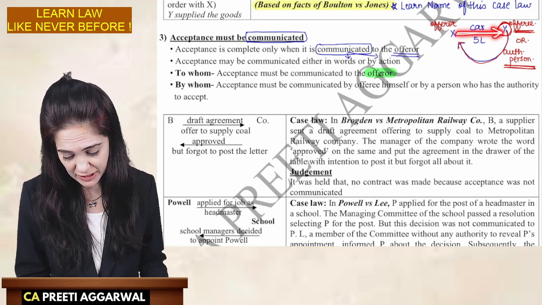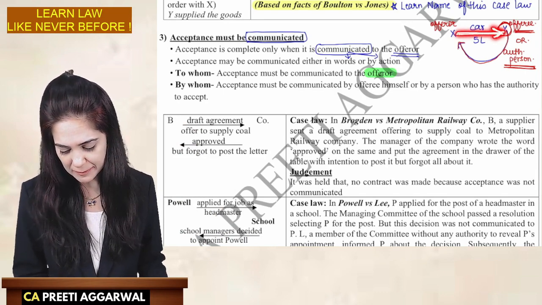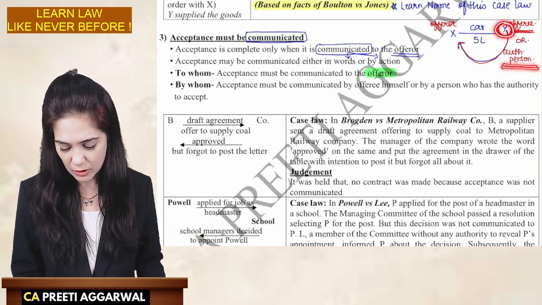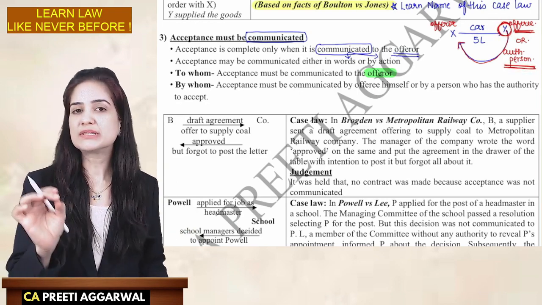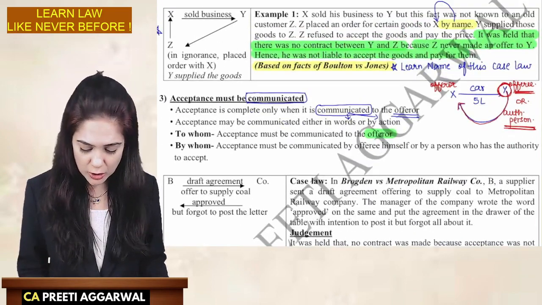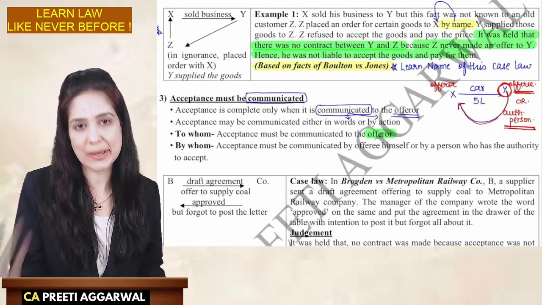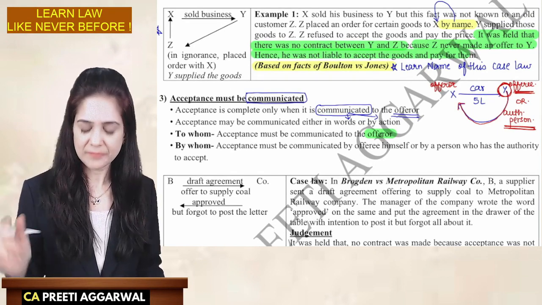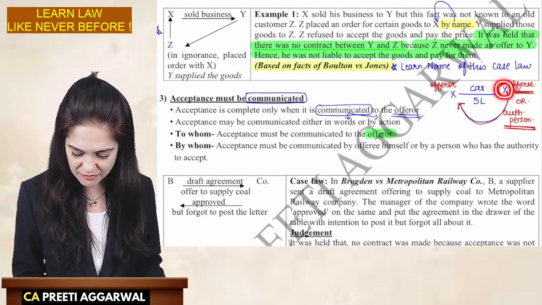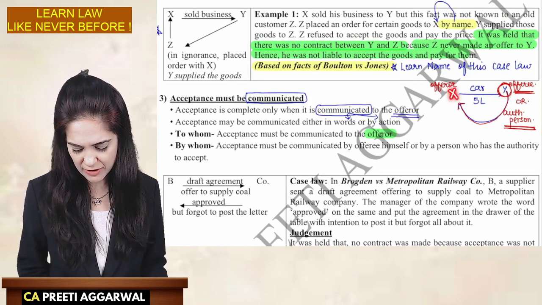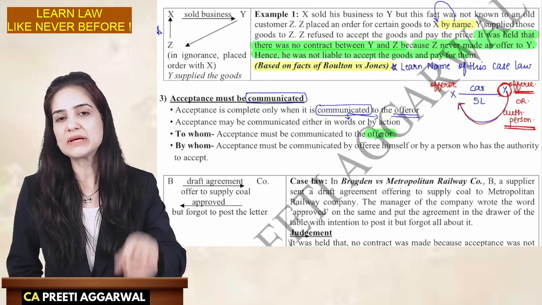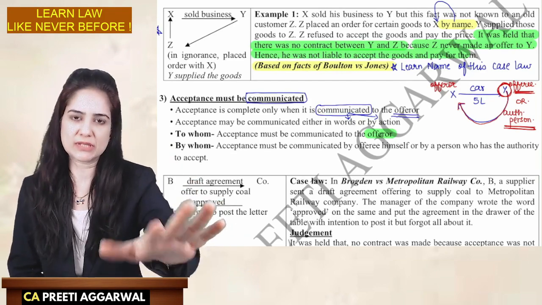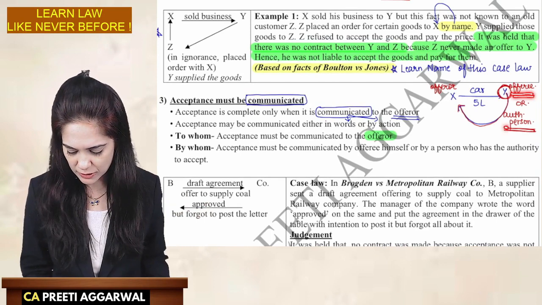Okay, offer was given to Y, but the acceptance can be communicated either by Y or an authorized person. Now students, please note that we are not talking about who can accept. We are talking about who can communicate the acceptance. Acceptance will be by Y only, okay? X gave an offer to Y. Acceptance can be by Y only. But communication, informing the other person, can be done either by Y or his authorized agent.